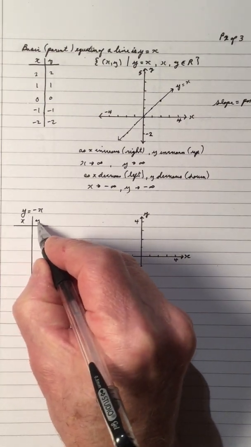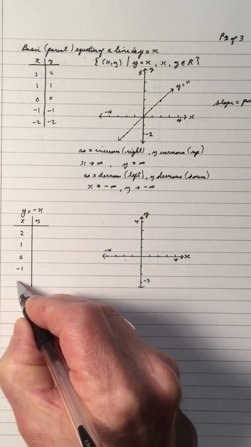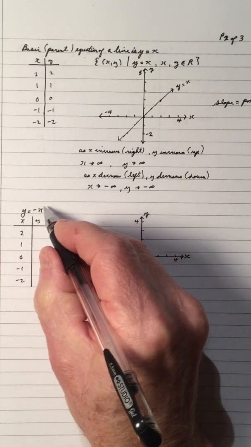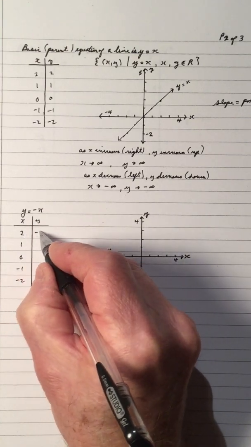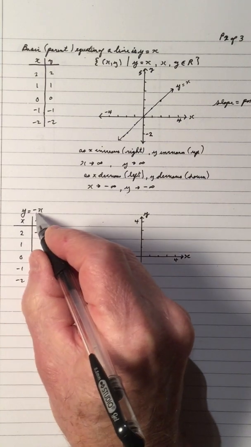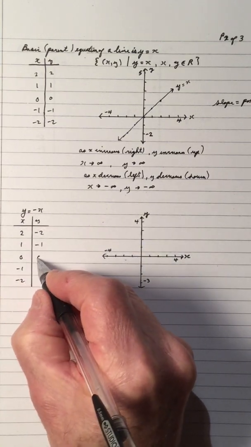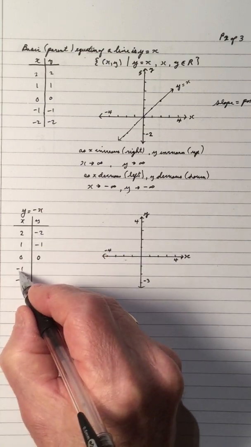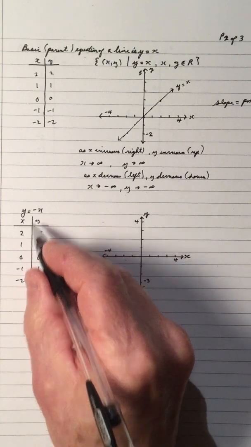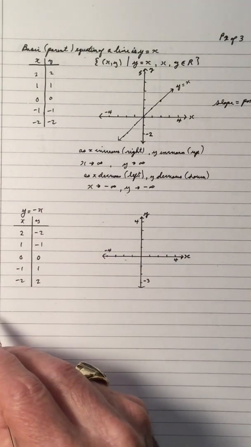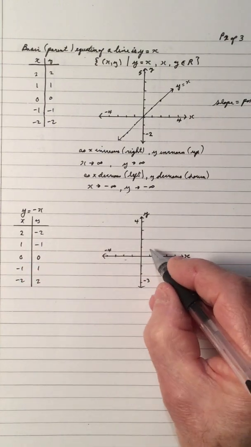So we've got x and y in the table of values. X is 2, 1, 0, negative 1, negative 2. So y is equal to negative x. So if x is 2, y is negative 2. If x is 1, then the negative of that is negative 1. If x is 0, the negative of 0 is still 0. If x is negative 1, then the negative of a negative 1 is 1. And the negative of a negative 2 is 2. So let's graph the line y equals negative x.